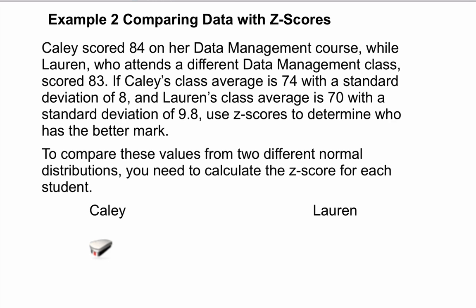So, next question. Kaylee scored 84 on her data management course, while Lauren, who attends a different data management class, scored 83. If Kaylee's class average is 74 with a standard deviation of 8, and Lauren's class average is 70 with a standard deviation of 9.8, use z-scores to determine who has the better mark. And the z-score is going to indicate this.